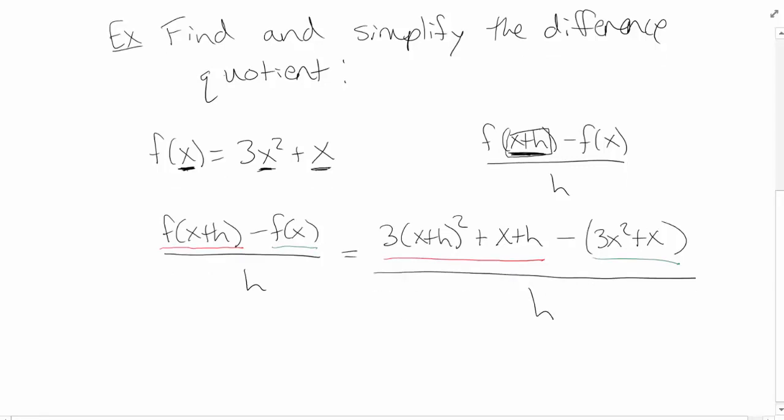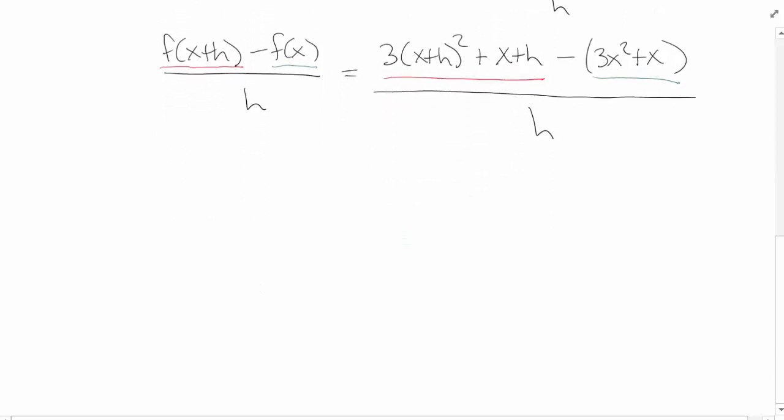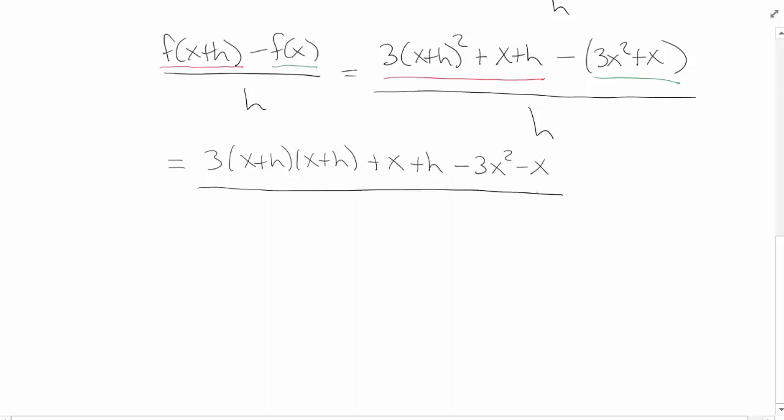So that's the difference quotient set up, but we have to simplify, so I'm going to expand, collect like terms, see what happens in the end. So x plus h squared is x plus h times x plus h, plus x plus h, and then send that minus through. I have a minus 3x squared minus x divided by h. You'll notice that in the next step after this, I have a plus x here, a minus x here. Those two are going to drop out.